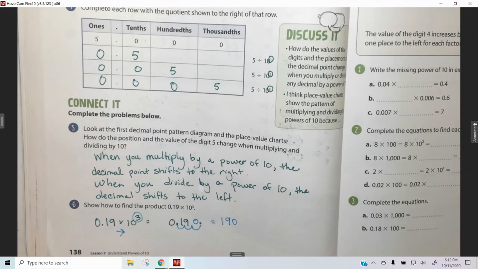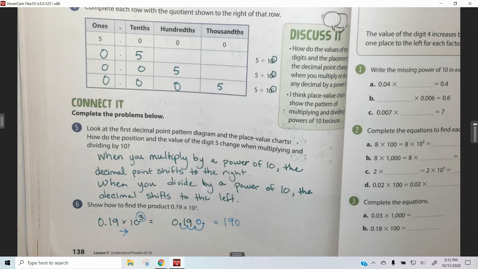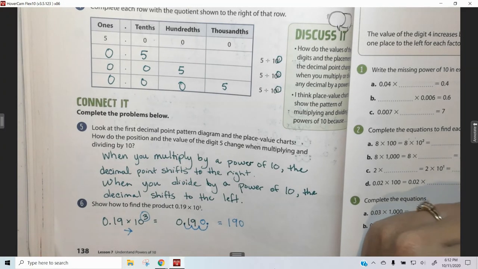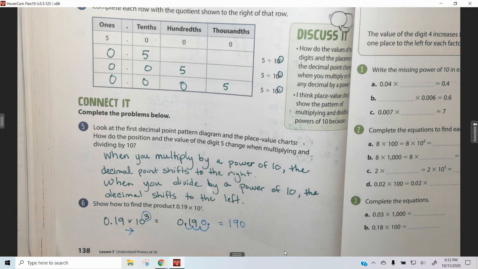190. And with that, you're going to go ahead and work on pages 139 and 140 on your own. And I will see you at our next session.